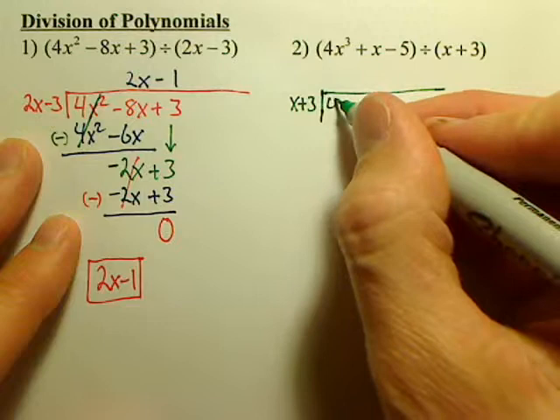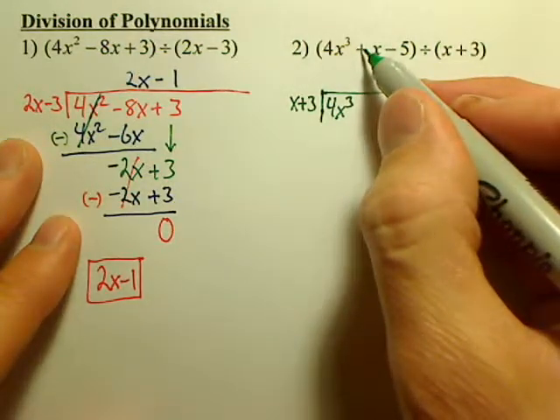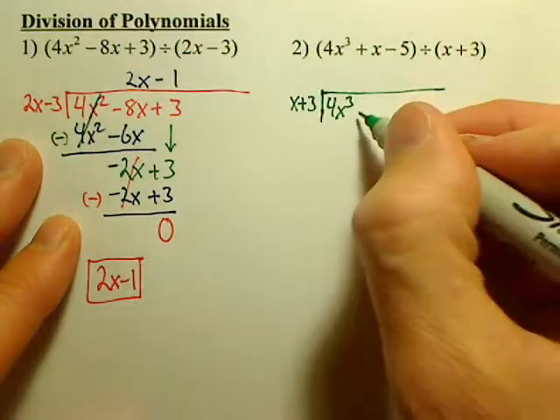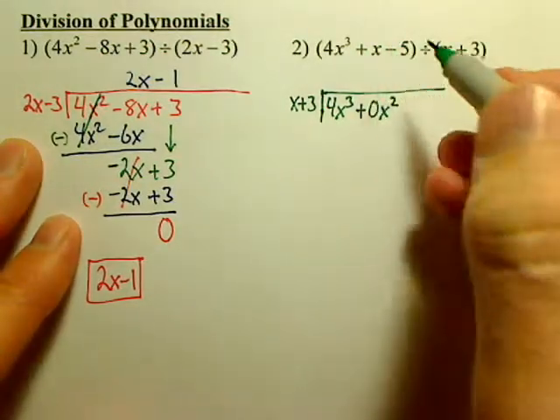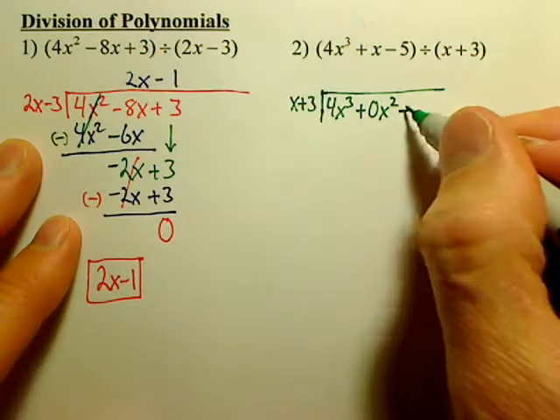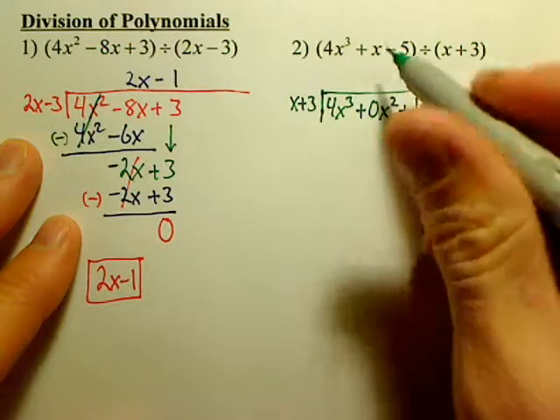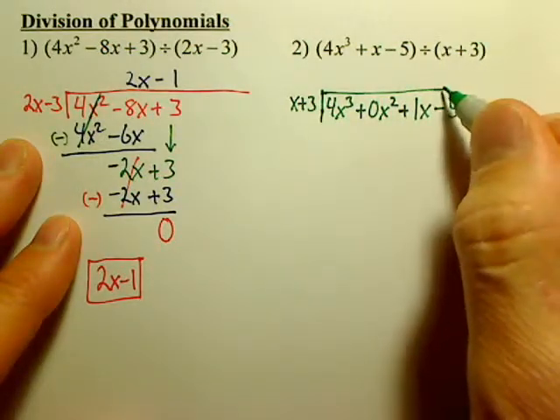And we have a 4x cubed. Now if you notice, there's no x squared. So one thing you have to do with these is add a placeholder for your x squared. Since there's no x squared, you have to put 0x squared. It's kind of tricky. Plus, for some people, they might want to put a 1x, or just leave x. It's fine, whatever is best for you.